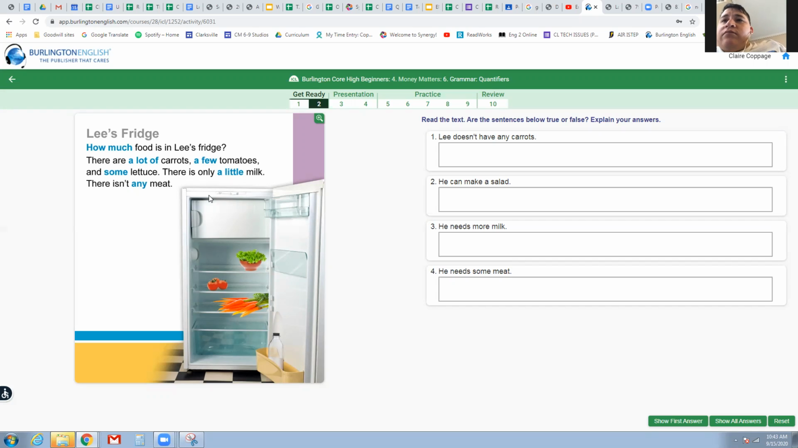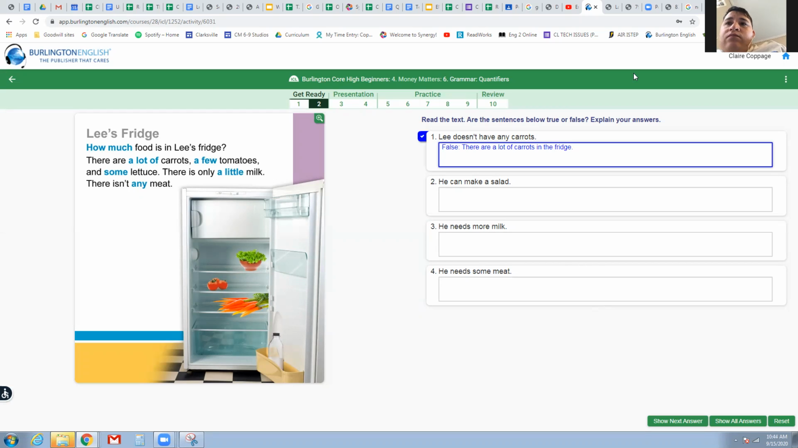So let's decide if these sentences are true or false. Lee doesn't have any carrots. True or false? True. Oh, false. There are a lot of carrots. So this sentence, Lee doesn't have, es que no tiene zanahorias. Okay, pero sí, verdad, tiene muchas zanahorias.